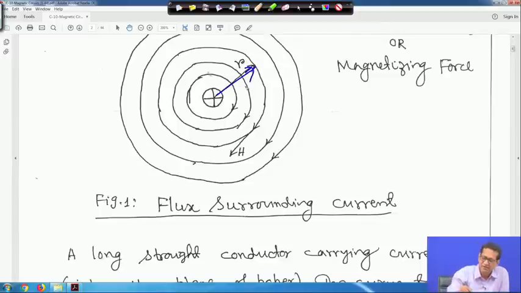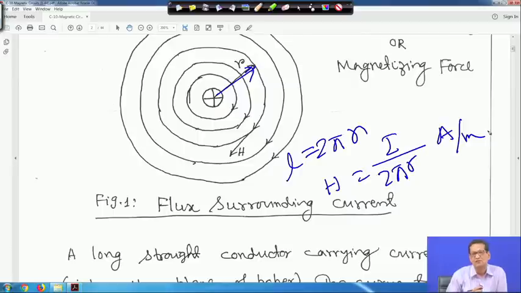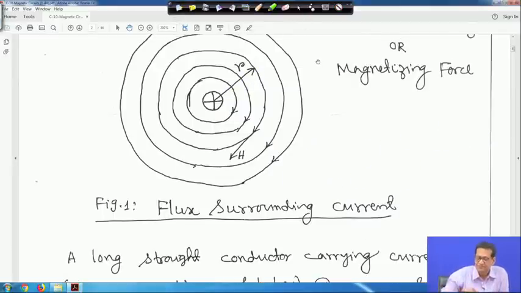And this is uniform, it is circular. So the circumference is 2 pi r, that is actually the length, length is equal to 2 pi r. Therefore, H is equal to I upon 2 pi r, in ampere per meter. It is Ampere's law, right. So, let me clear it.